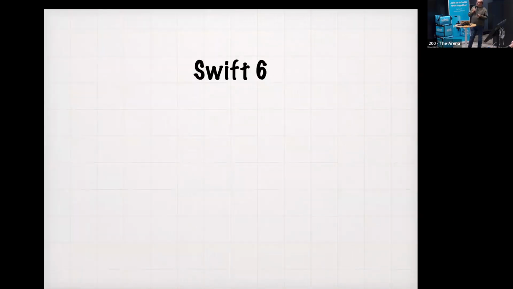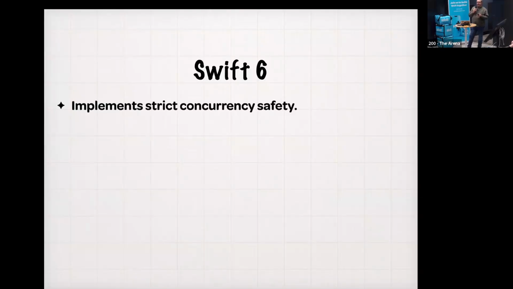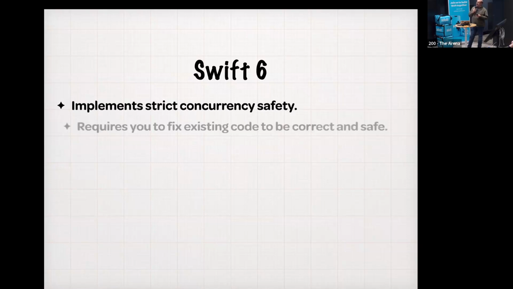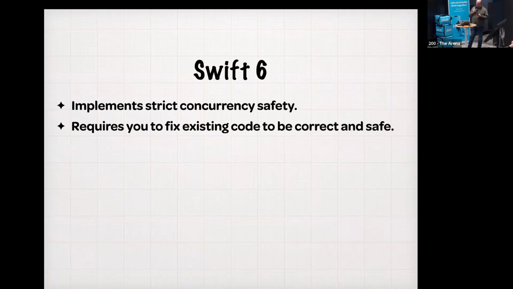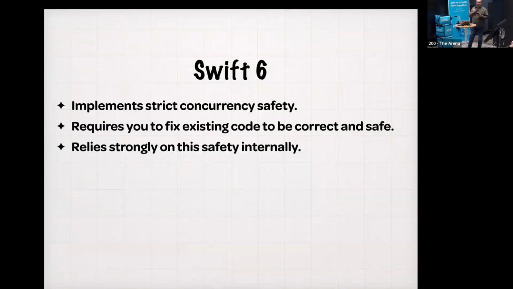Now, Swift 6, on the other hand, implements strict concurrency safety. It is strict about this. It is not at all as easy to trick it into doing stupid things. And it will require you to fix your code to make sure that it's correct. And internally, it relies very strongly on this guarantee. It knows that it's enforced this, and it wants to rely on it very strongly.